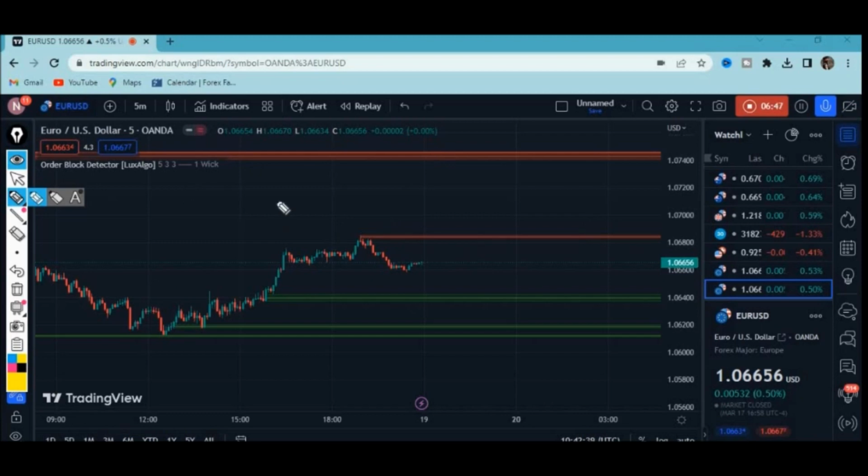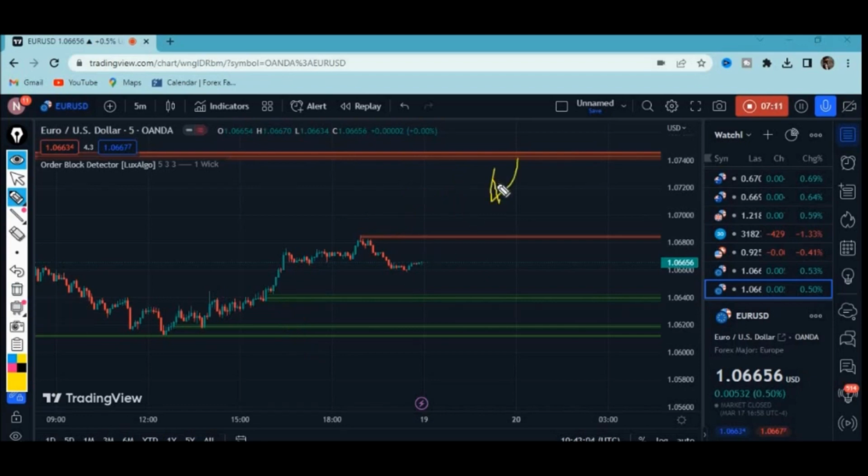You'll find them telling you directly: look for your selling orders on bearish zones, look for your buying orders on bullish zones. But let me tell you, there is a probability of this market breaking, and that's why there is a probability of the market breaking below your bullish order block zone. So what are you supposed to keep in mind whenever you have this indicator on your chart?